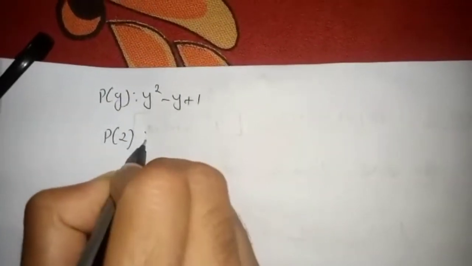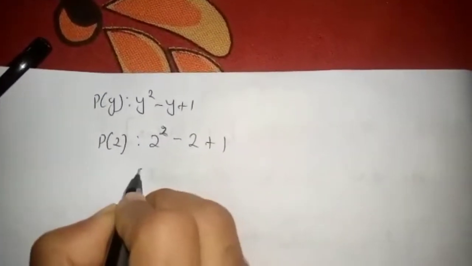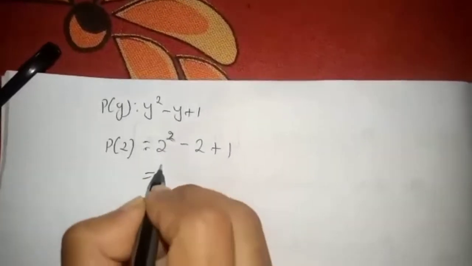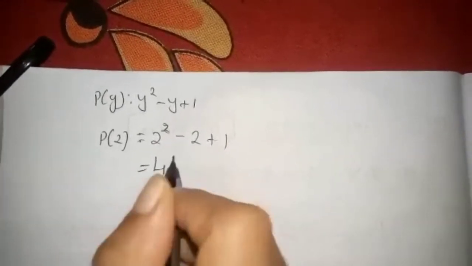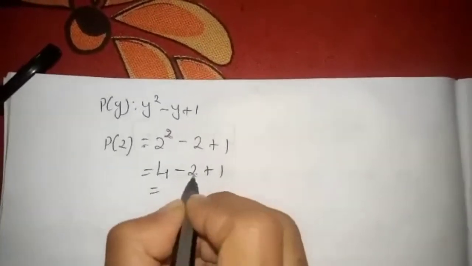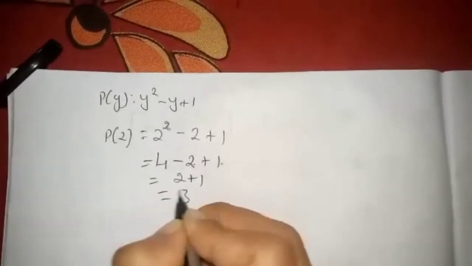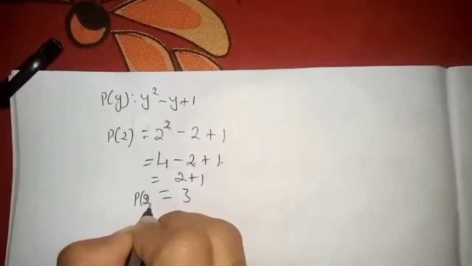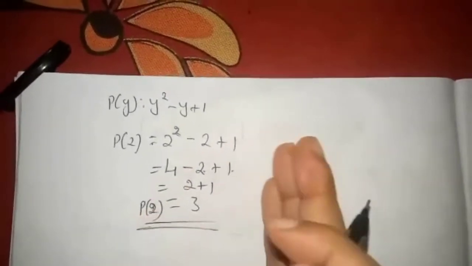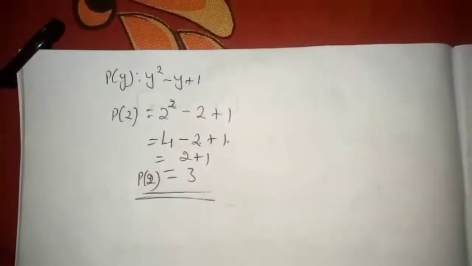Next p of 2. In the place of y you will substitute 2. So y square is 2 square, minus 2, plus 1. 2 square is what? 2 twos are 4, right? 2 square is 4, minus 2, plus 1. 4 minus 2 is how much? 2. So 2 plus 1. 2 plus 1 is 3. So p of 2 is equal to 3. So you have found p of 1, p of 2 and p of 0.